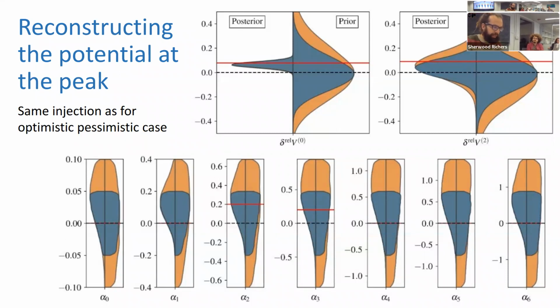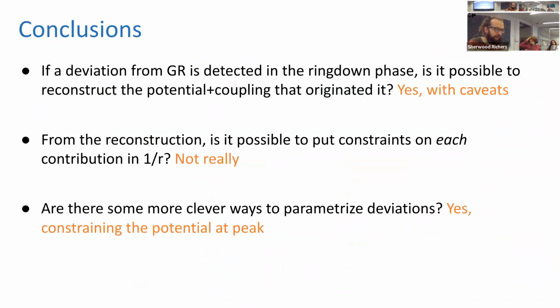So in some sense, it's saying that this reconstruction of the potential is really sensitive to what is happening at the peak, which is a well-known result for quasi-normal modes, that they originate at the peak of the potential. So this is, I think, an interesting way to prove it.